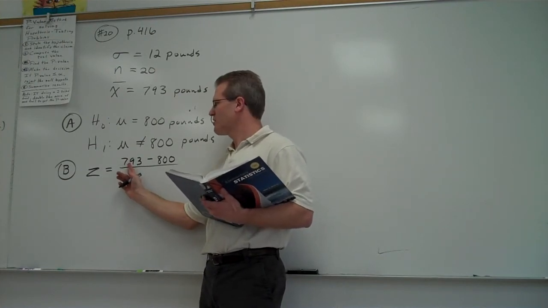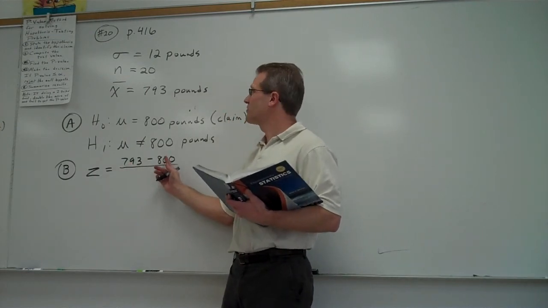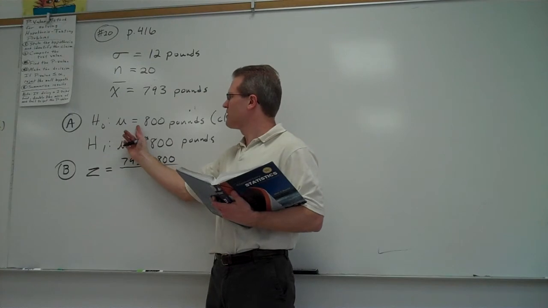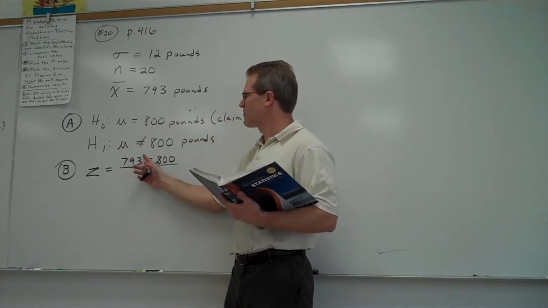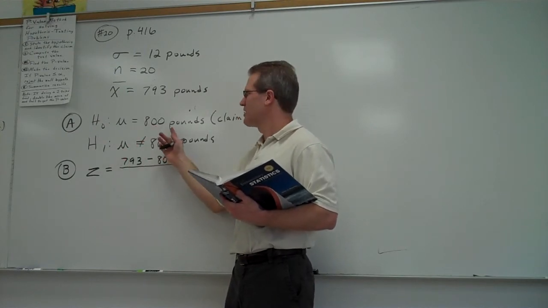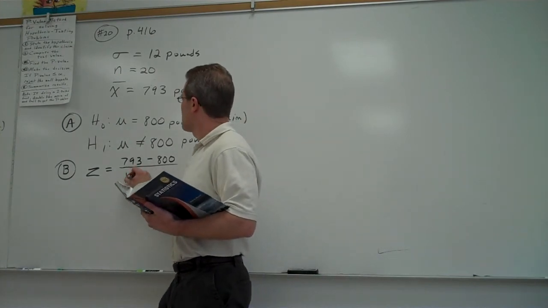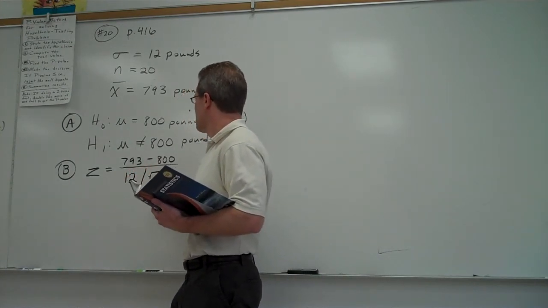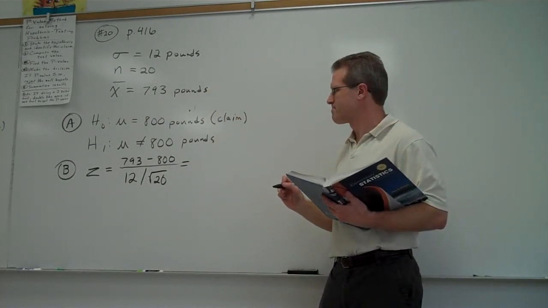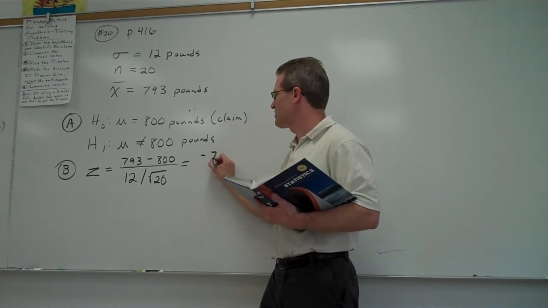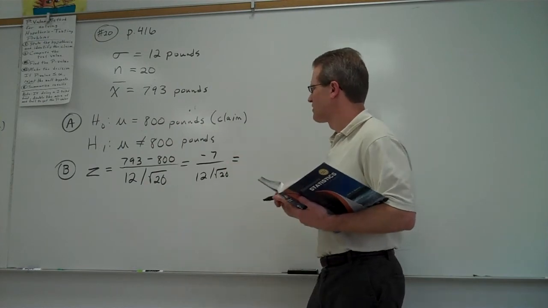We're trying to figure out how many standard errors 793 is from 800. Is it close enough to 800 that we will not reject the null and not reject the claim? Or is it far enough from 800 that we can say the mu is not equal to 800, which means that we would reject the null? Standard deviation is 12 divided by the square root of 20. Anyone know what that comes out to? Top part's going to be negative 7 divided by 12 divided by the square root of 20. Should be a negative answer.